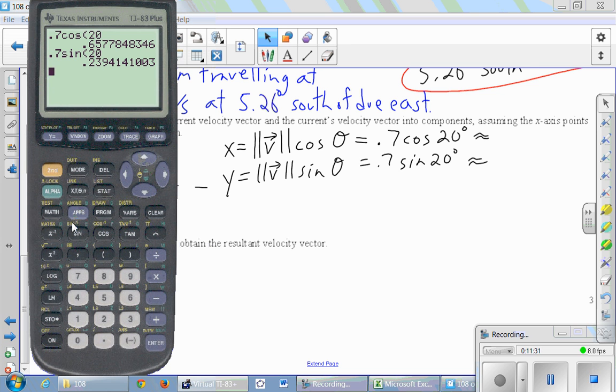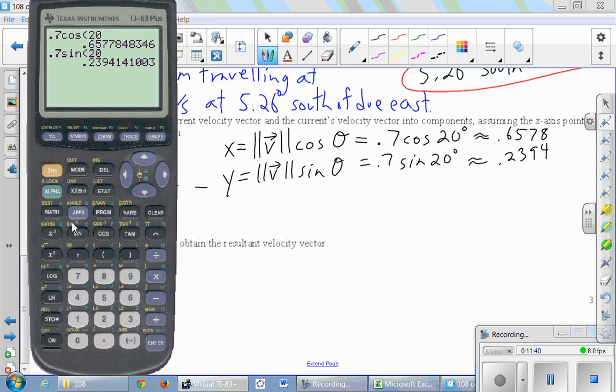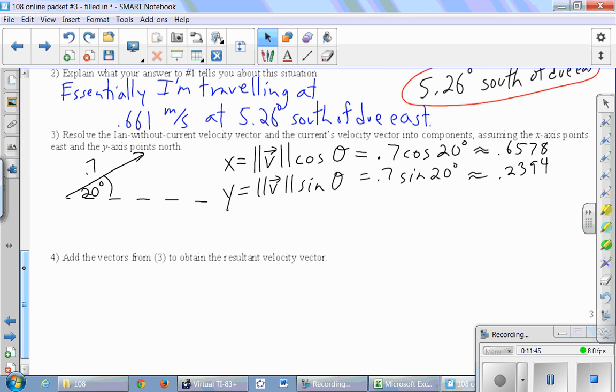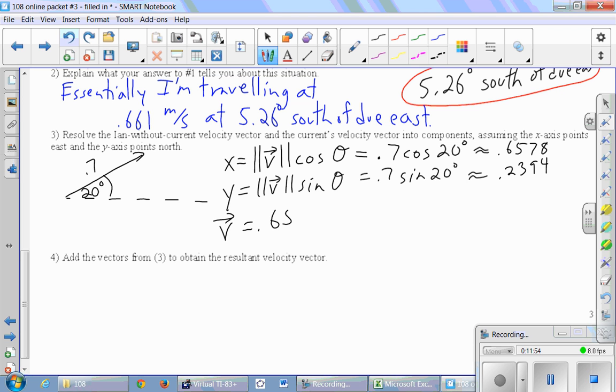So those are my two components: 0.6578 and 0.2394. And that's it. So then if we really wanted to write my vector, we would say that the velocity vector of me without the current is about 0.6578i, that's the due right part, plus 0.2394j, that's the up-down part, so up.